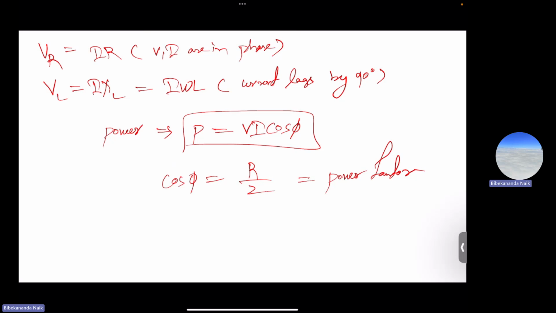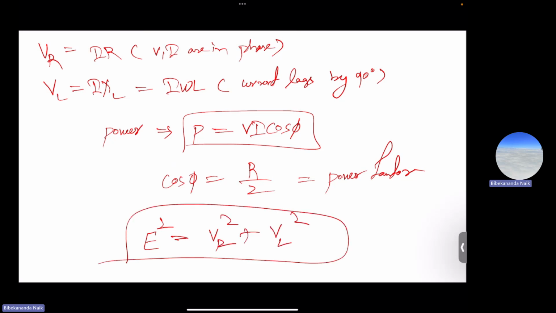Basically, if you talk about the components, the inductor does not consume real power. It may store and release energy, but only the resistance dissipates power as heat. So we can say the applied EMF, E square, is VR square plus VL square.